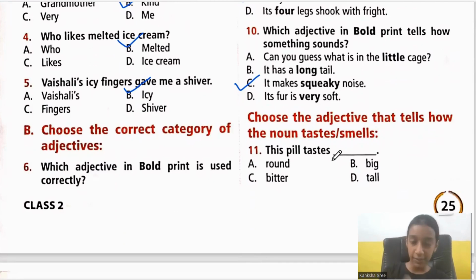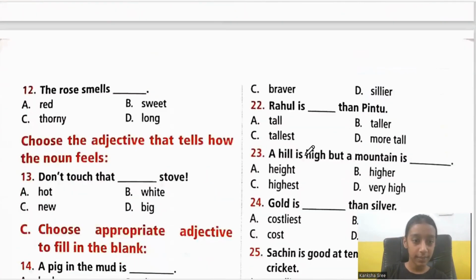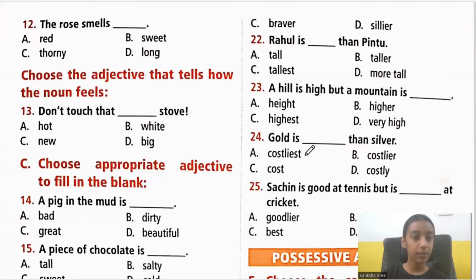Okay. Next. Choose the adjective that tells how the noun tastes or smells. Okay. Very easy. 11th one. This pill tastes dash. Round? No. Big? No. Bitter? Yes. So it is option number C. Next. 12th one. The rose smells dash. So what is the adjective in this sentence? Like appropriate adjective? It is the rose smells sweet.